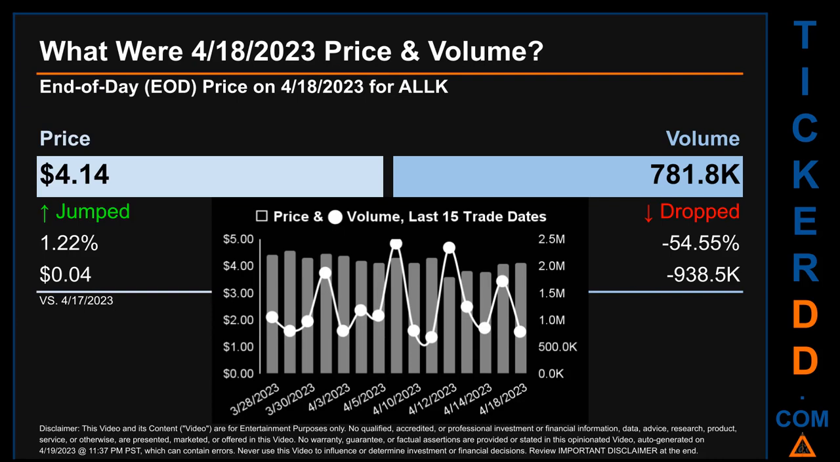Across a range of 96 cents, the max and minimum end-of-day price were respectively 4.56 and 3.6. Volume saw a range of 1.7 million, from a day low of 680.1 thousand to a day high of 2.4 million.